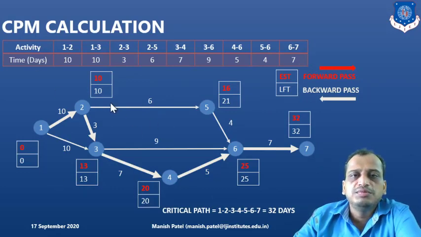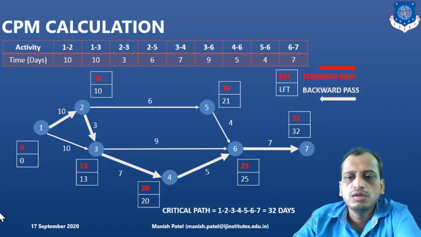And we also found out the critical activity where the float is 0, 10 minus 10 is 0 here. So these activities are where the float is 0. Those are the critical activities. What are the critical activities? 1, 2, 4, 5, 6, 7. And the project duration is 32 days.